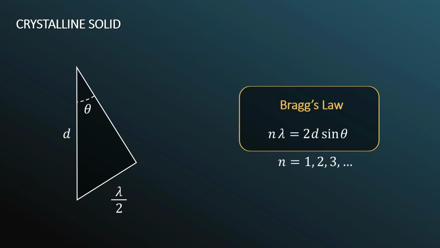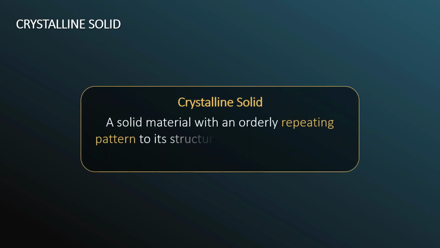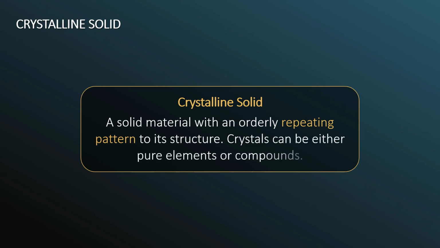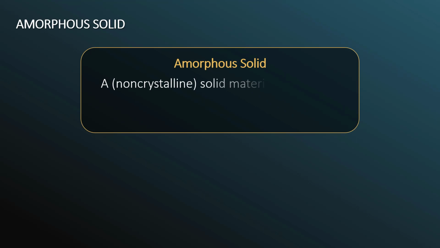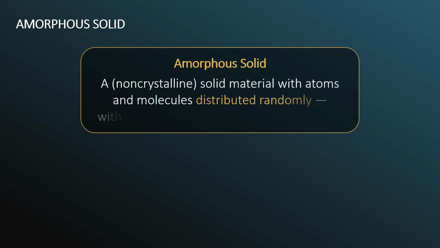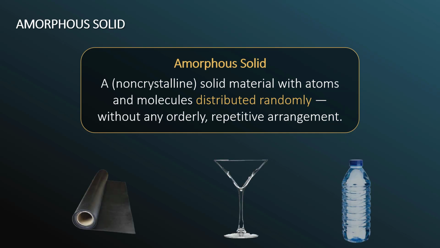All this is just to lead to the definition of a crystalline solid. It's a solid material with an orderly, repeating pattern to its structure. Crystals can be either pure elements or compounds. Conversely, an amorphous solid is a non-crystalline solid material with atoms and molecules distributed randomly, without any order or any sort of repetitive arrangement. Examples of this are rubber, glass, and plastic.